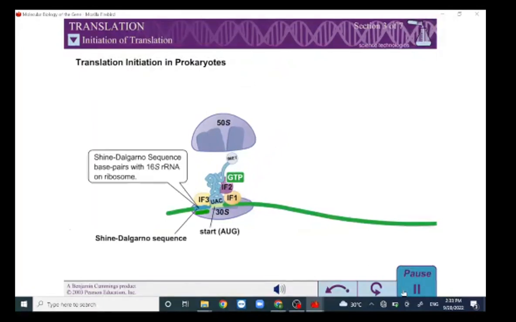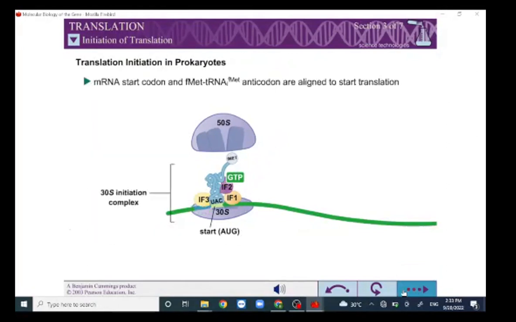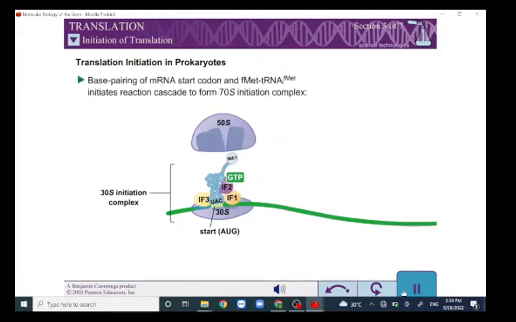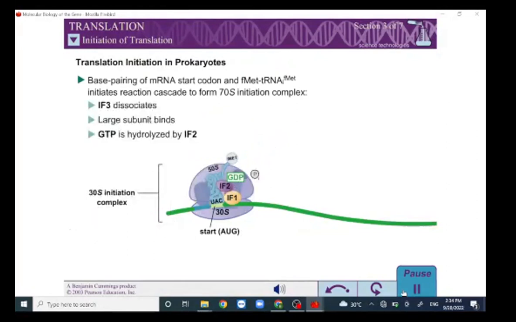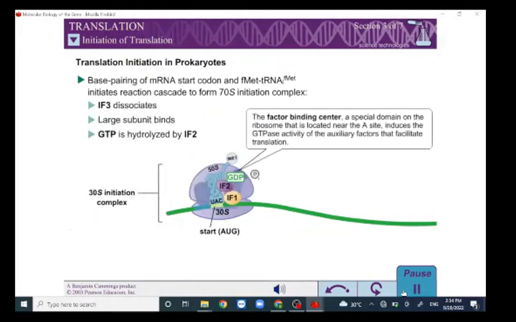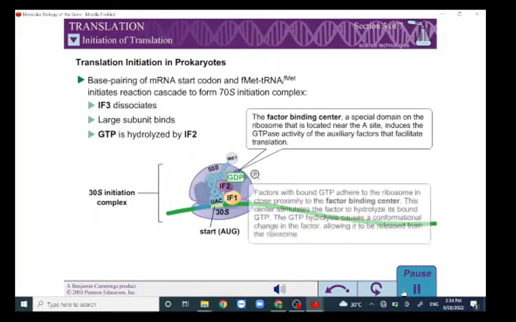Now the Shine-Dalgarno sequence base pairs with the 16S rRNA on the ribosome. I told you this already. This is called the 30S initiation complex. Once this is formed, you're going to remove all the initiation factors 3, 2, 1. While removing these initiation factors, the 50S ribosomal subunit comes and sits on it, and forms the 70S initiation complex.